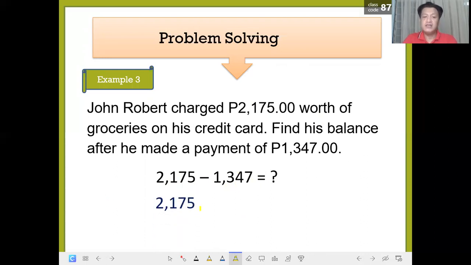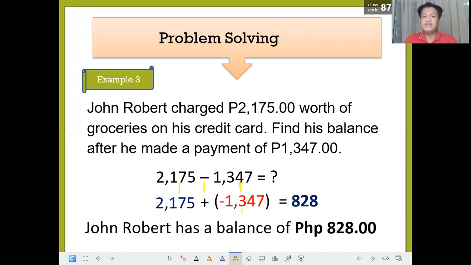So that is, okay, di ba yung rule natin? Keep, kopyahin mo lang yung minuend mo, then change the operation. From subtraction, magiging addition. Then, yung iyong subtrahend magiging negative na siya. Kasi di ba, keep, change, change. And then, what is 2,175 minus negative 1,347? Kasi ito yung binayad niya, di ba, doon sa groceries niya. So therefore, ilan ngayon ang balance or yung natira sa kanyang pera? That is 828. Meaning to say, John Robert has a balance of 828 pesos.